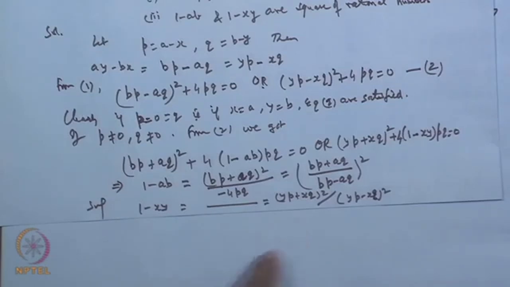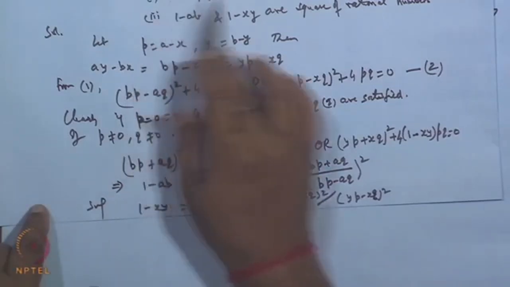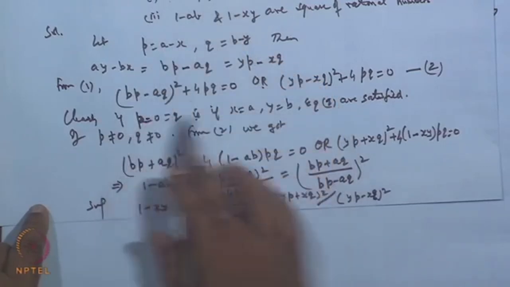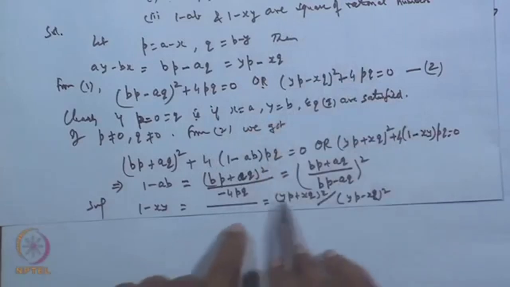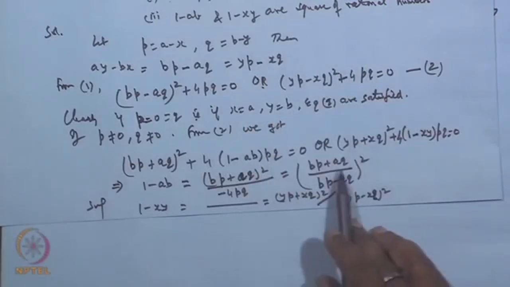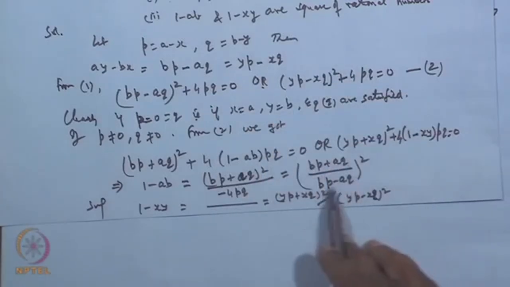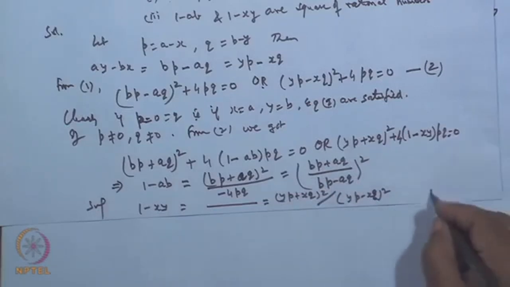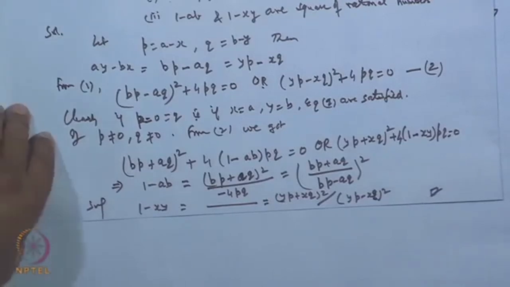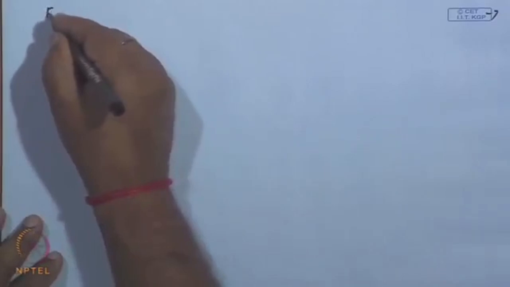So what we conclude is that if the first is satisfied, then this equation is satisfied. Otherwise, second, 1 minus ab can be written as a square of rational numbers. You see, 1 minus ab is a square of a rational number, 1 minus xy is also a square of a rational number, and that proves the result. Okay. Then the last exercise, let us see, it is also an interesting one.